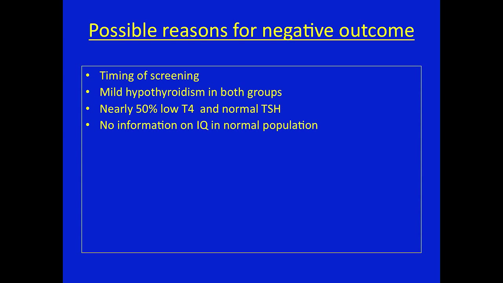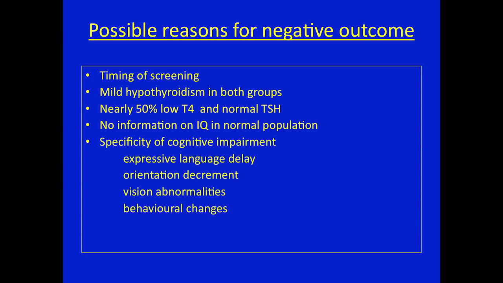Well, the timing of the screening might be one thing. It was rather late, and if you refer back to the cartoon I talked about with brain development, it may have been too late. There was mild hypothyroidism in both groups, nearly 50% low T4 and normal TSH, and there was no information on the IQ in the normal population. The study was adequately powered for both those with just high TSH and those with just low T4. But then you come to think about the testing and the specificity of cognitive impairment in thyroid-deficient children, and I've talked about expressive language delay and orientation decrement and so on. And it may be that our testing wasn't specific enough. It was a rather generalized but valid and reliable test.